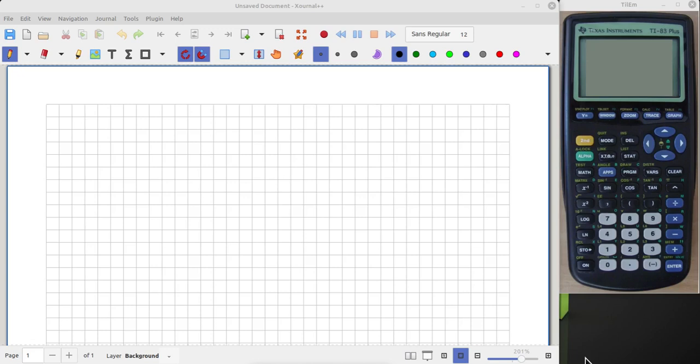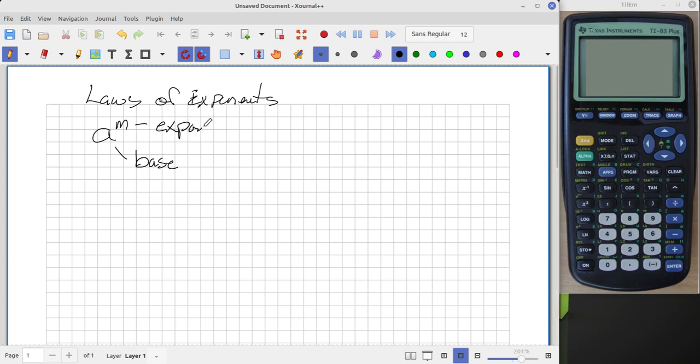In this video, we're going to take a look at the so-called laws of exponents. Recall that we're talking about some base, and we raise it to some power. This is the notation. This is exponential notation. This is referred to as a base, and this is referred to as the exponent. Now, an exponent is just a sort of shorthand for raising things to powers.